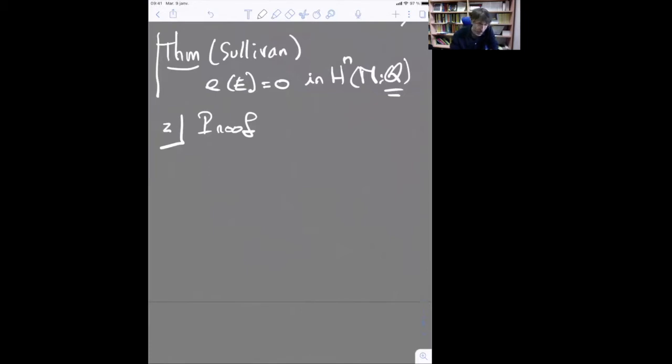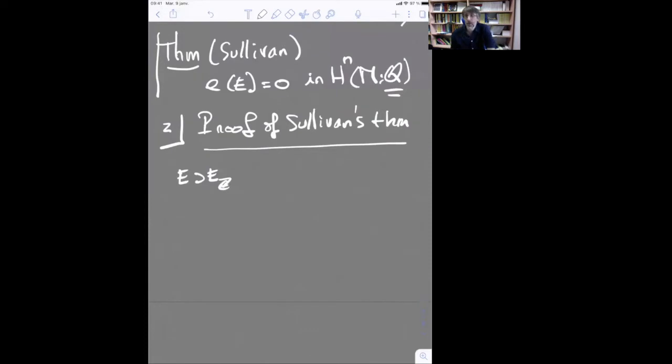Okay. So let me give a proof of Sullivan's theorem. So again, we are in the following situation. We have this sub-bundle that consists of lattices, and this yields a group bundle.